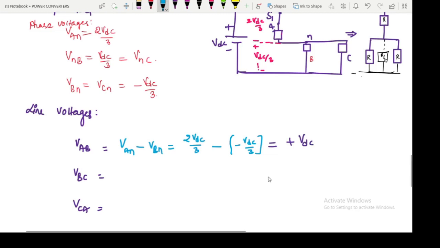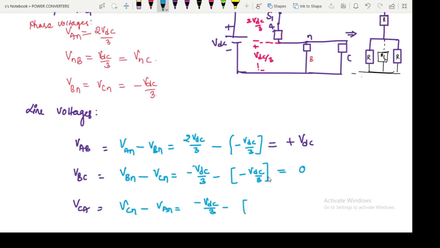Similarly, VBC is VBN minus VCN, which is equal to VBN is minus VDC by 3, minus VCN is minus VDC by 3. So this will be 0, right? VCA is VCN minus VAN, which is equal to minus VDC by 3 minus 2VDC by 3. How much is this? This will be minus VDC. So VAB is plus VDC, VBC is 0, VCA is minus VDC.